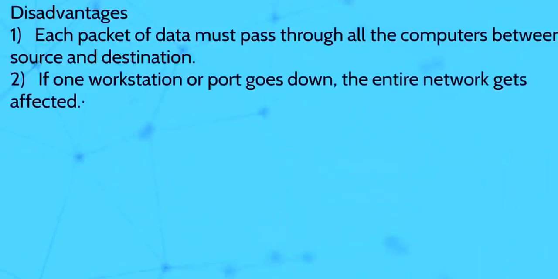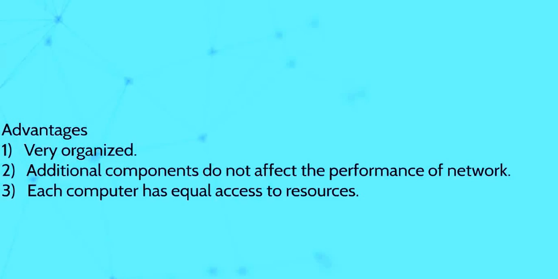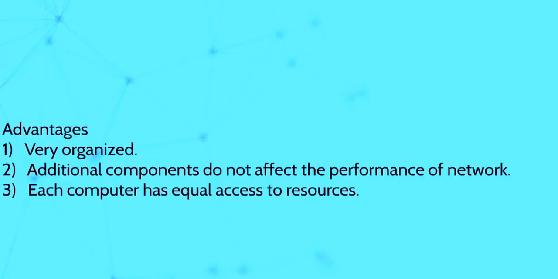Coming to the advantages of ring topology, it is a very organized structure. The data flow is organized either clockwise or anti-clockwise, and the addition of any components or network devices does not affect the performance of the network. This is because each and every computer or device over the network has equal access to the resources.